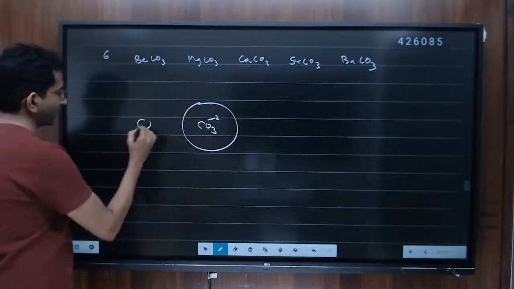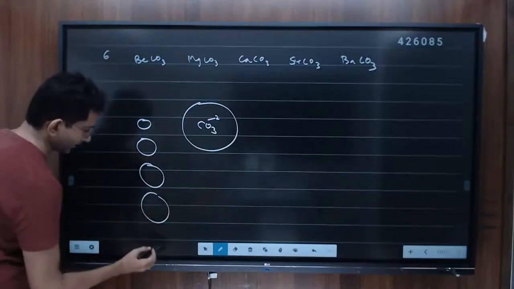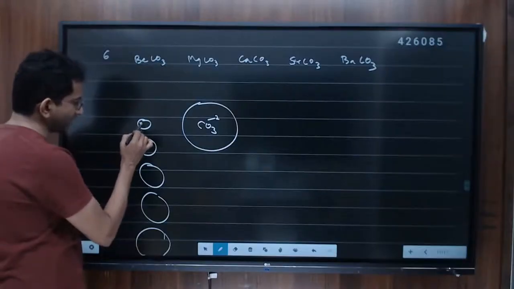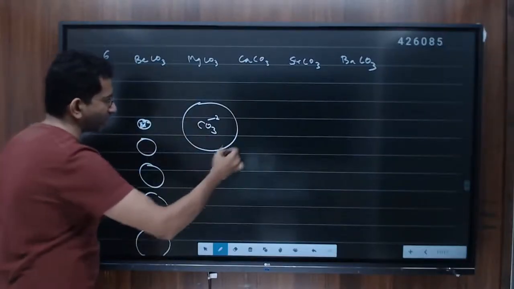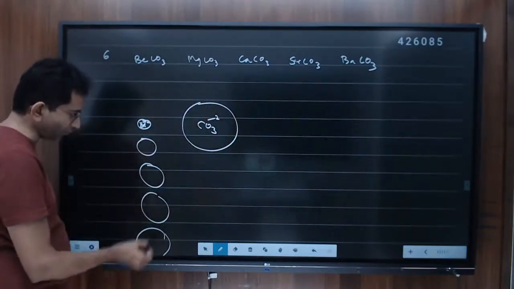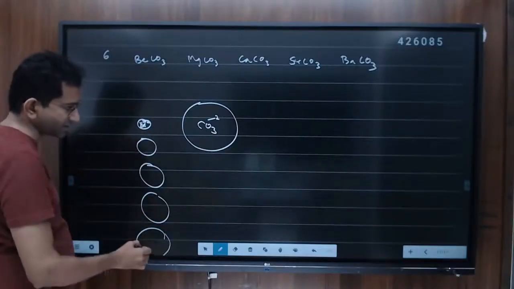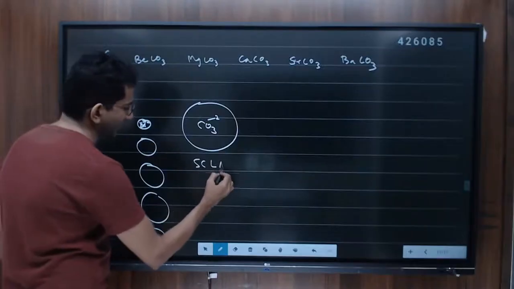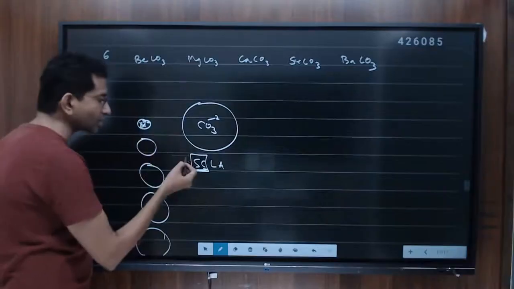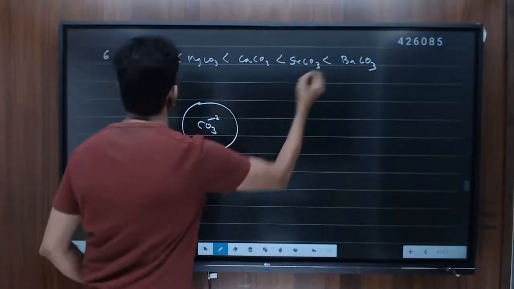And here it is beryllium, then magnesium, then calcium, then strontium, and then barium, very large. So this small size Be plus 2 can carry out the polarization of this carbonate very effectively. But as you go down, what happens? This size increases, small cation, large anion. If the size of the cation is small, polarization is more; the more the polarization, the less the thermal stability. So the order will be this.